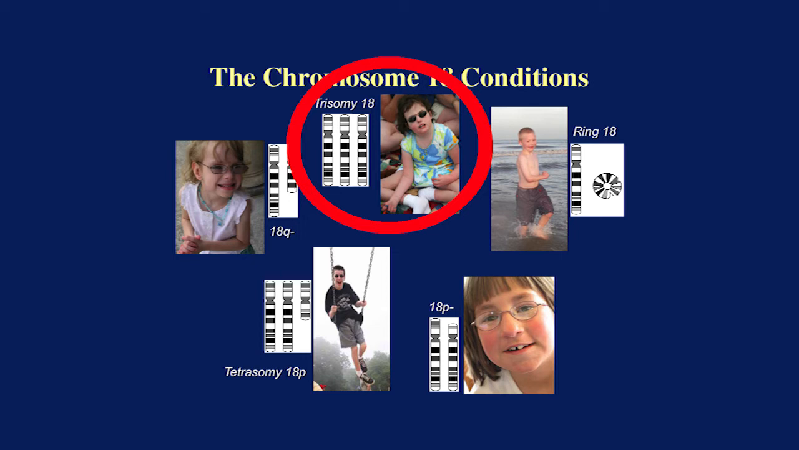Shown at the top of this slide is trisomy 18. This is by far the most common of the chromosome 18 conditions. But because the needs of these families are so different, and because there are other organizations focused on trisomy 18, we have devoted fewer resources to this condition. Although we are still interested in trisomy 18, it's just not our area of emphasis. Our focus has been on the other conditions shown here.